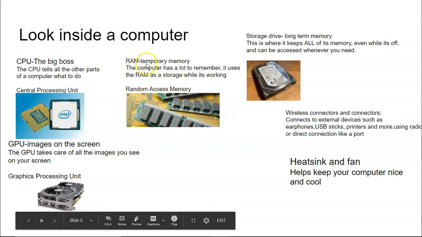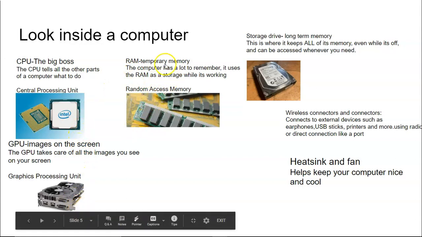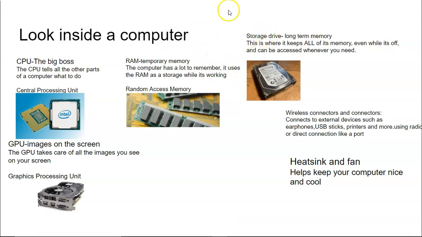Then there's the RAM. The RAM is the temporary memory. And as you can see, it's made up of lots and lots of tiny little chips. It's just one big chip with these little components. It has a lot to remember while you're using it. So the computer uses the RAM to remember everything to do with what you're doing right now on your computer. Like basically, while I'm doing this, all the information on the slideshow and the recording is inside the RAM. And RAM stands for Random Access Memory.